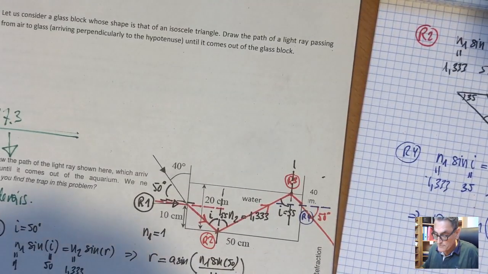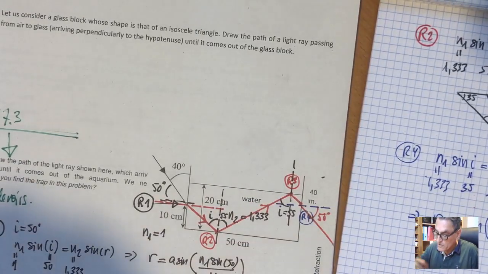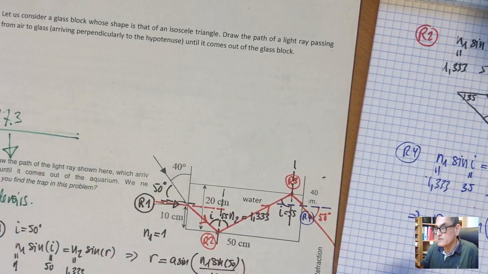Okay? But basically you have 4 different refractions to compute, and every time you have to be careful to identify the index of the substance from which you are leaving and the index of the substance in which you are going. Okay?